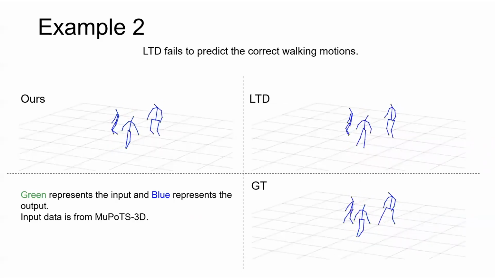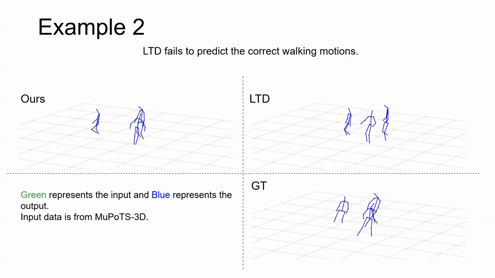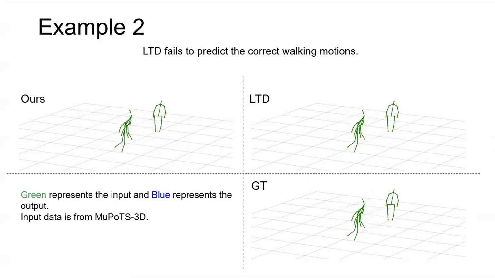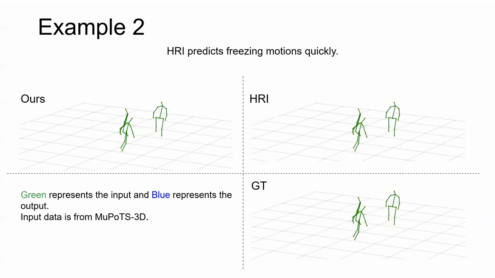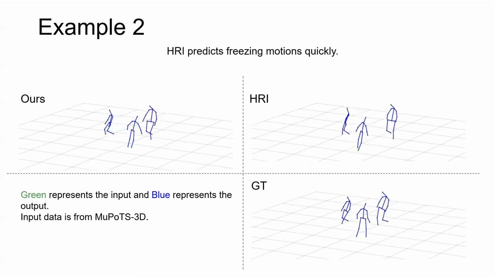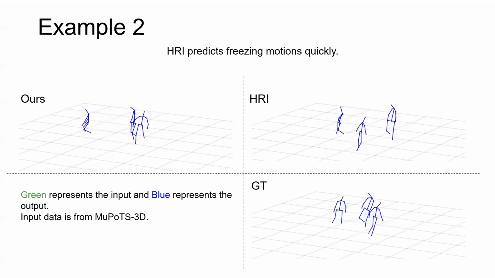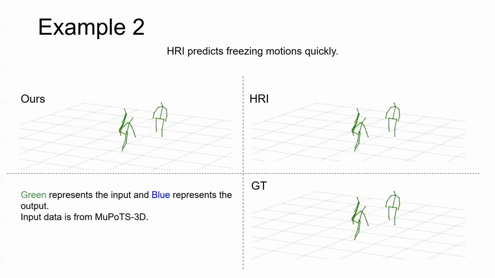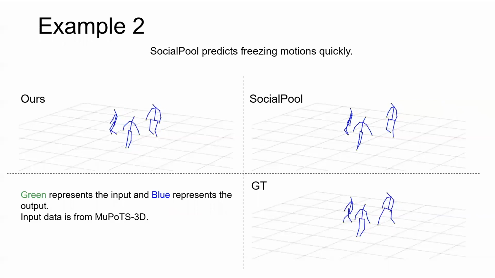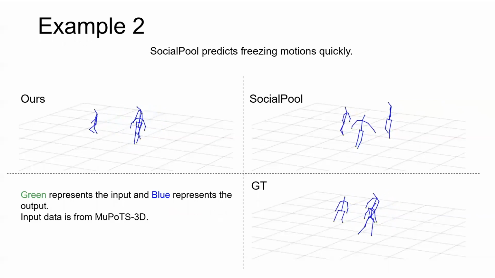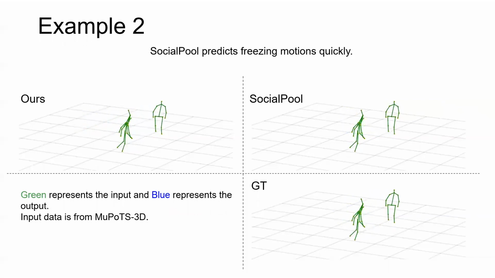Here is another example, and here LTD fails to predict the correct walking motions. And HRI predicts freezing motions quickly. Social pole predicts freezing motions quickly.